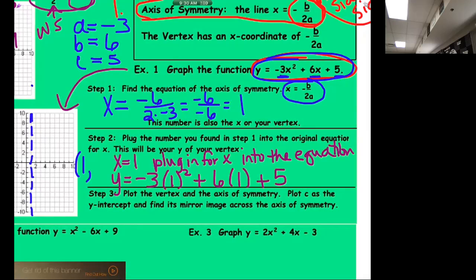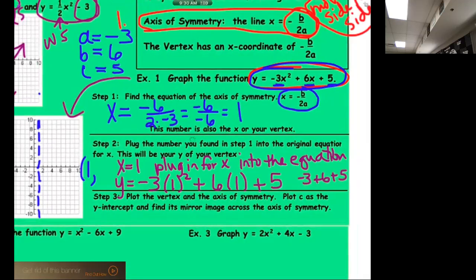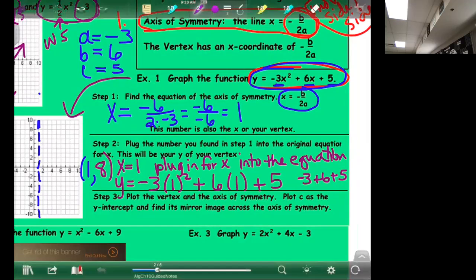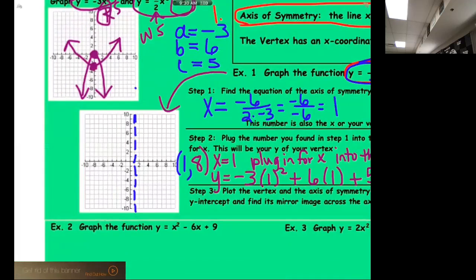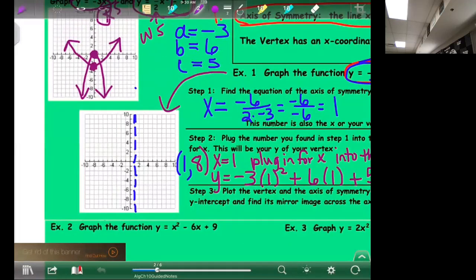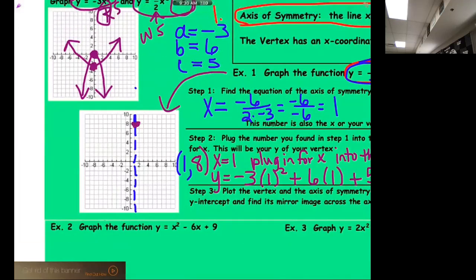So 1 squared times negative 3. So negative 3. 6 times 1 plus 5. So I have negative 3 plus 6 plus 5. What does that give me? 8. So y equals 8. I just found my vertex, you guys. Woohoo! That was the hard part. That wasn't bad, was it? So 1, 8 is my vertex.